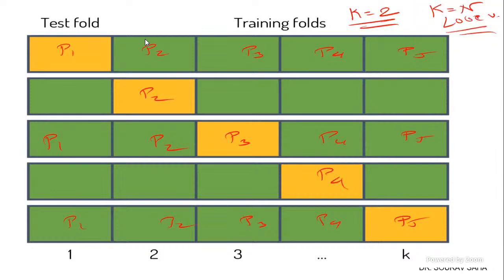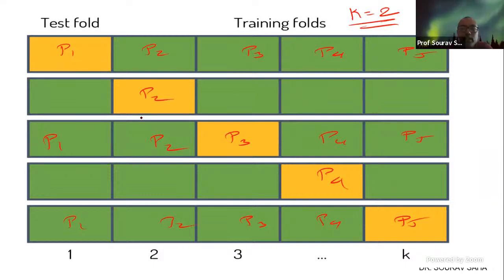Whereas I'm relating to this type of data, sir, where we have five. No, see, for this data set, the data set that you see in the picture, K equal to 5. That's why you are having P1, P2, P3, P4, P5.